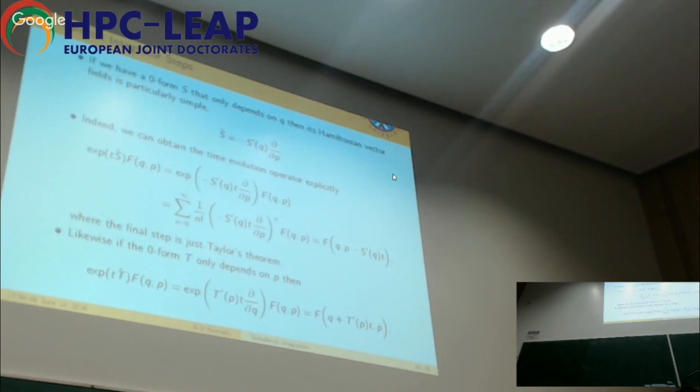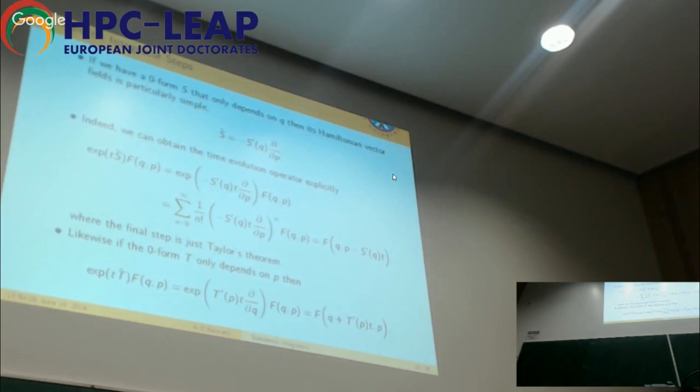So what we found is the Hamiltonian vector field corresponding to S, the object, the potential V, which only depends on Q. I'm calling it S here for various irrelevant reasons. So if we have a function that only depends on the coordinates Q, then we can explicitly write down, in terms of its Hamiltonian vector field, the evolution operator, which only moves the p coordinate.